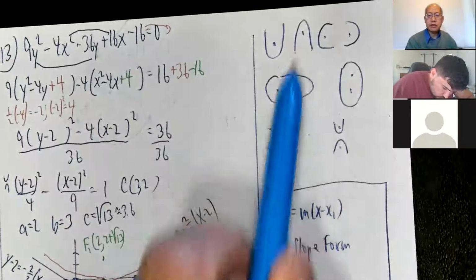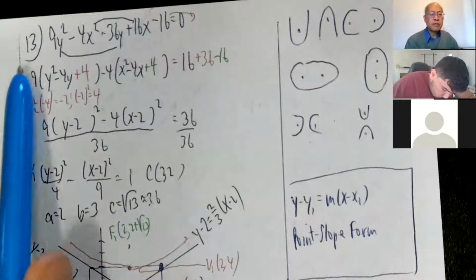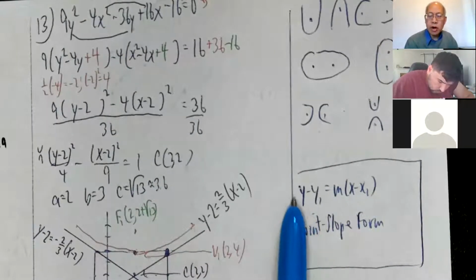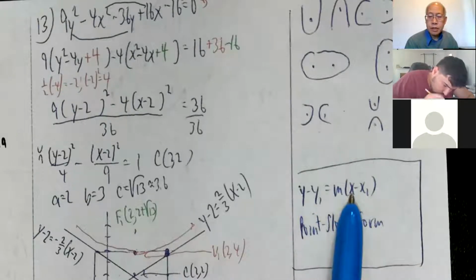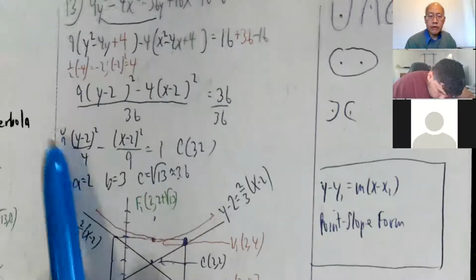All right, so that was just extra. But that does tell you where the focus is. And the other thing for 13, we'll have to go back to our point slope form. Y minus y1 equals m times x minus x1. Okay, that's the point slope form of a line. We're going to be using that for 13.